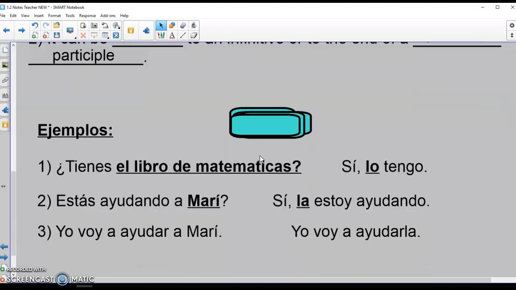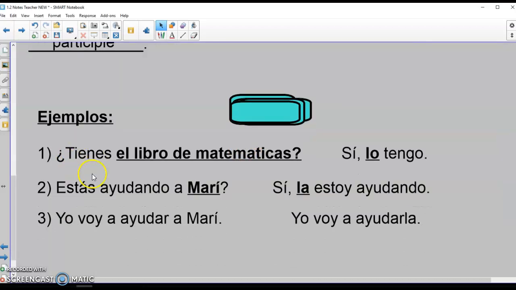Okay, so let's look at a couple of examples. Okay, your first example, ¿Tienes el libro de matemáticas? Do you have the math book? And we want to answer just by saying, yes, I have it. Not, yes, I have the math book, but yes, I have it.